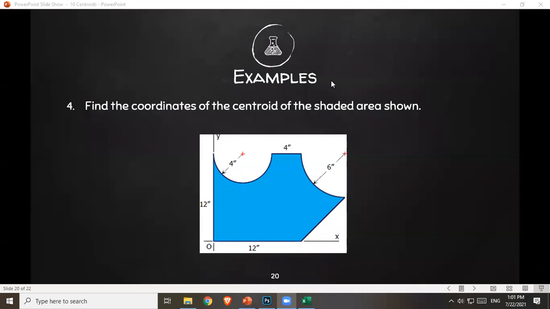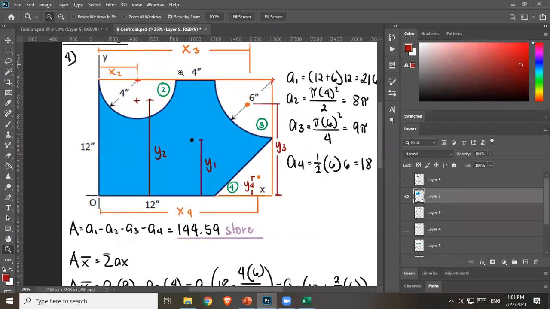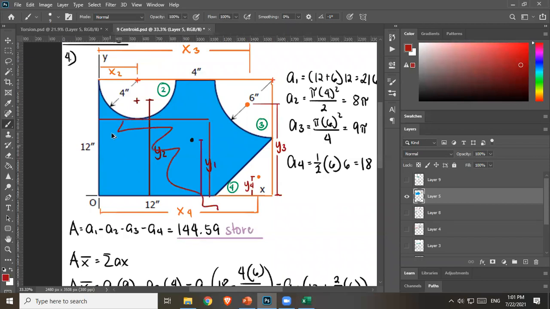Find the coordinates of the centroid of the shaded area shown. So you have a bit of a complicated shape. In this case, you can't just divide it into familiar shapes. Like for example, if we do this, right? You'll say, I have a rectangle. But we don't know what this is.